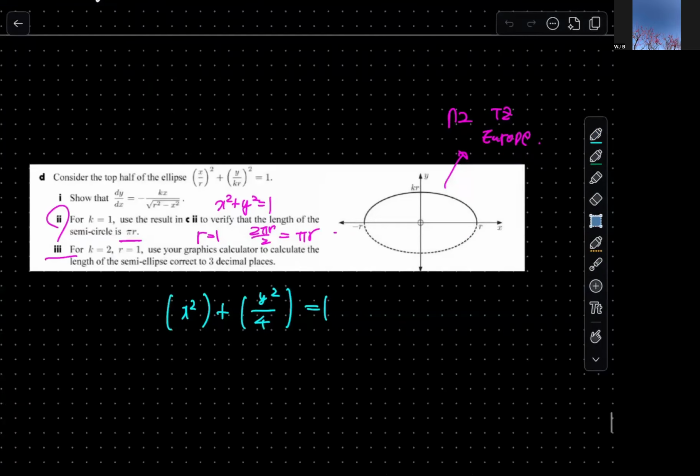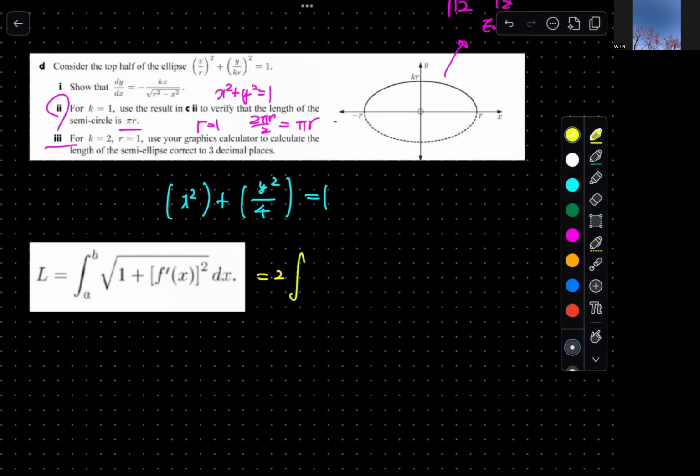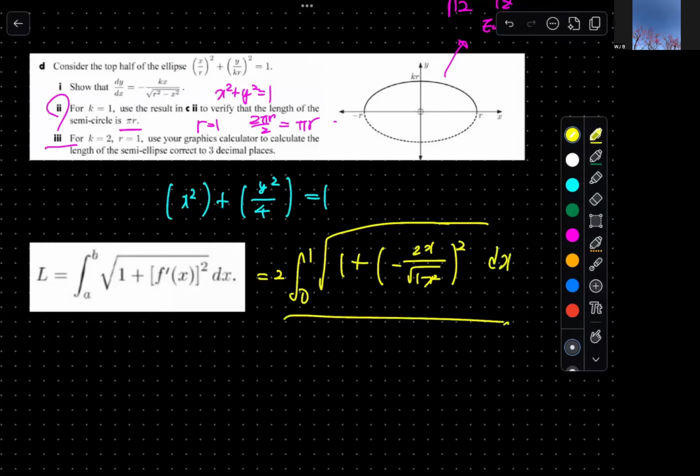And then due to symmetry, I can just double it from 0 to r, where r was given to be 1. No problem. Square root of 1 plus the derivative. We already found it from the implicit differentiation, so it's going to be negative k, 2x over square root of 1 minus x squared dx. That's going to give you the arc length of the ellipse using the calculator, because they ask you to just use a calculator. That's okay. So we're going to move on to the next question.